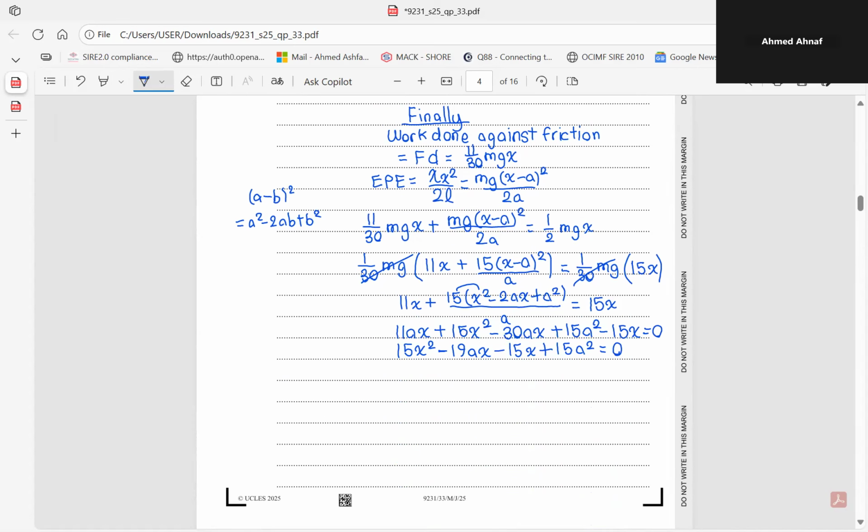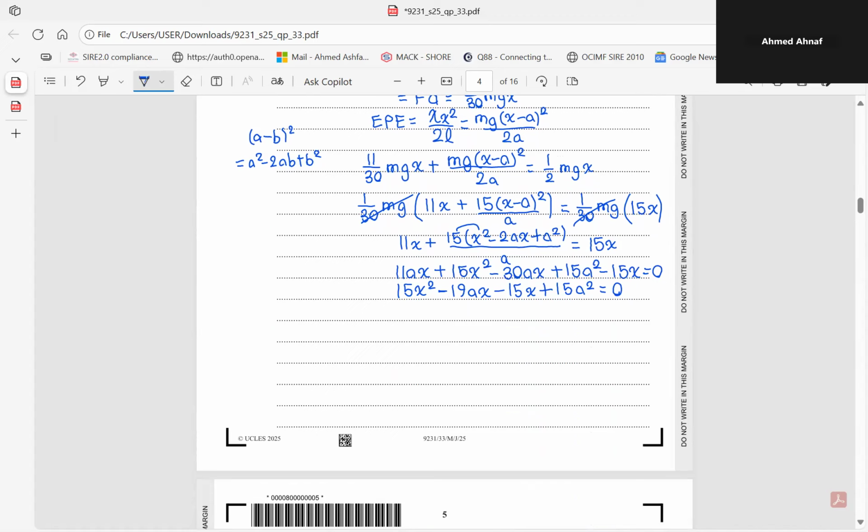Nope. Okay. All right, now we'll group all the terms up clearly. So 15 minus 19a times x plus 15a squared equals 0. Okay, now we're going to solve this quadratic equation. As you can see, it's a quadratic equation, so we're going to solve it using a quadratic formula.